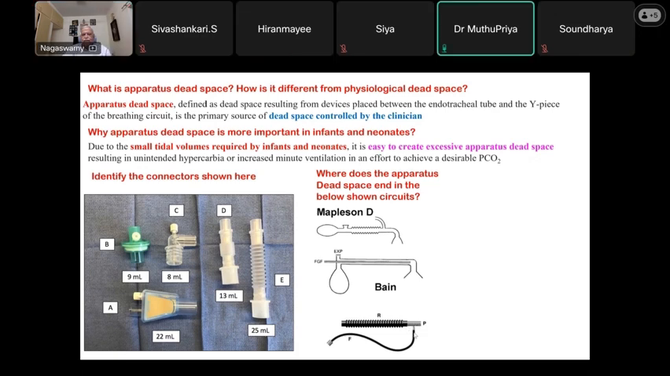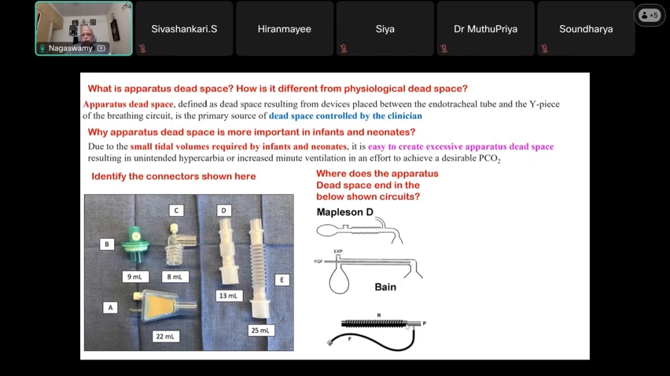Jackson Rees modification. T. It is the T piece. It is an older version of the T piece. When we had no plastic material available, this is a metal T piece attached with the fresh gas flow. F is the fresh gas flow, P is the patient end, R is the reservoir. So you can see that Jackson Rees constructed this circuit without a reservoir bag.